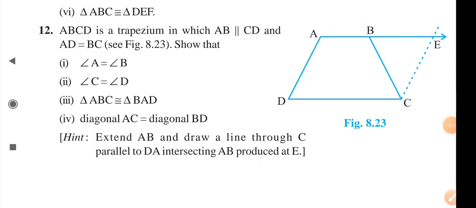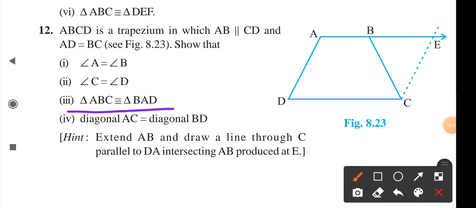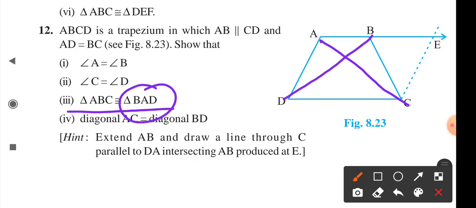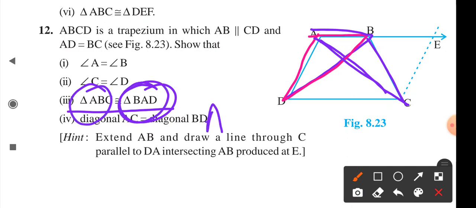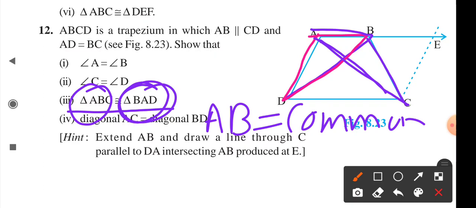Now moving to the next part, this is the last part of this question. In this part you have to prove that triangle ABC is congruent to triangle BAD. For that you draw the diagonals AC and BD. I will show you with another pen, this is the first triangle and this is the other triangle, and these two triangles we have to prove congruent. In triangle ABC and triangle BAD, AB equal to AB because it is common.